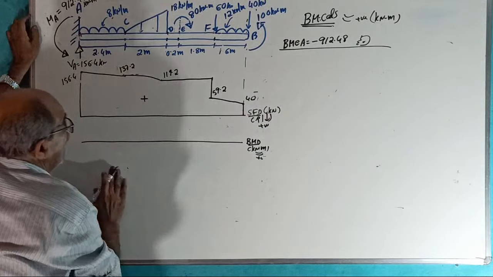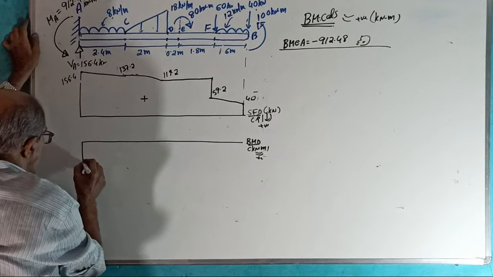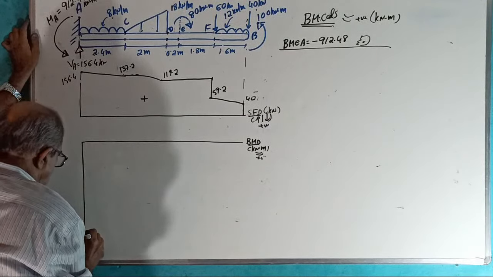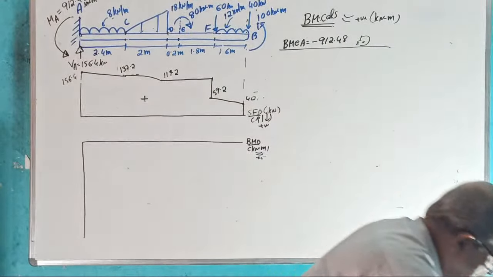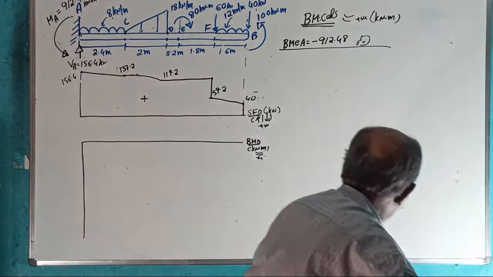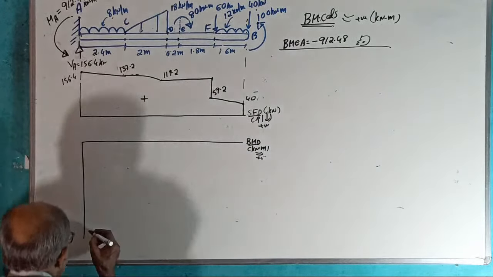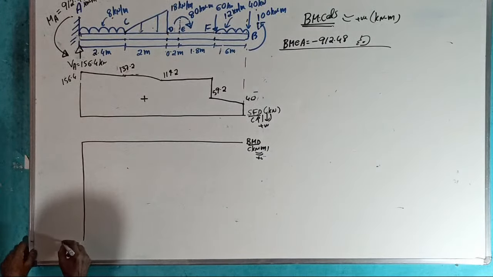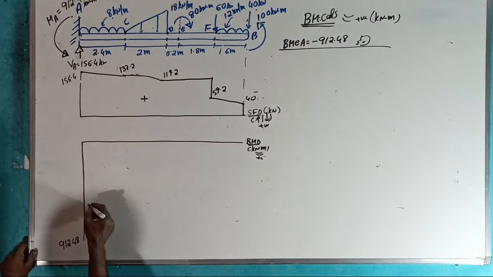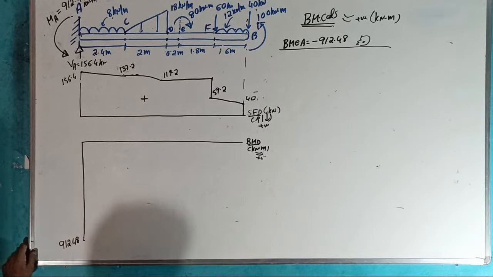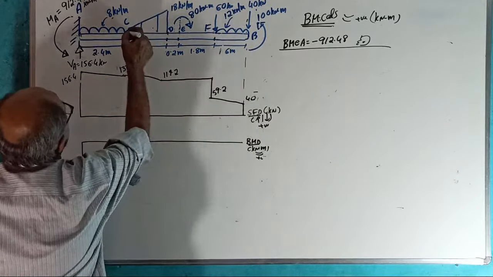So here the answer is down, down, down. I should see the error space there. Yes, no problem. Space is there. I will sit and write 912.48 here. Minus sign, I will write later. Over. Then come to C.